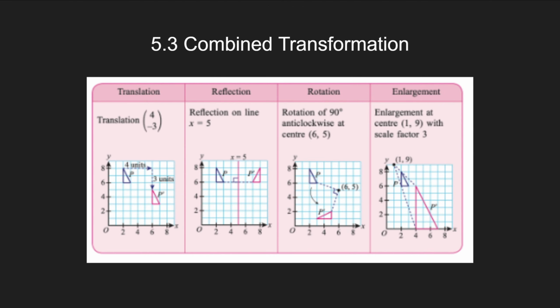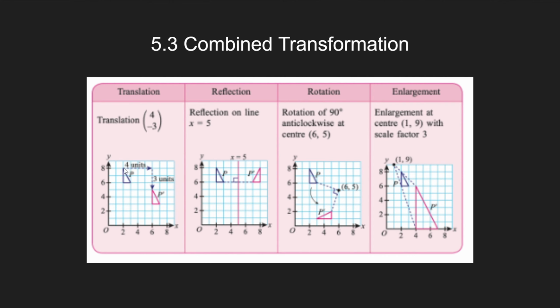Next is combined transformation. Combined transformation consists of translation, where you use the object and change the position of the image from the object, such as translation of 4, negative 3. So 4 is the positive side, which is right, and negative 3 is going down.